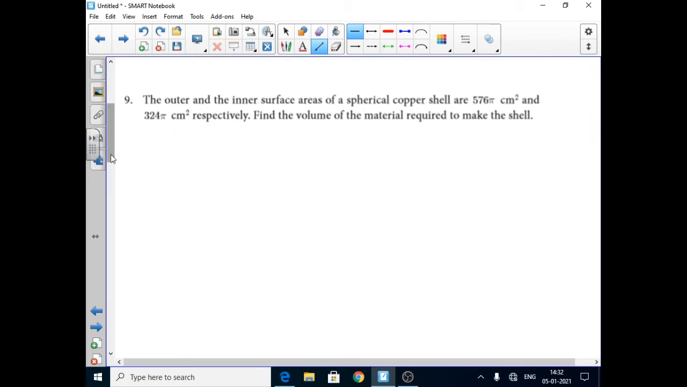Next, come to problem number 9. The outer and inner surface areas of a spherical copper shell are 576 pi centimeter square and 324 pi centimeter square respectively. So here they have given the spherical copper shell's outer and inner surface areas.